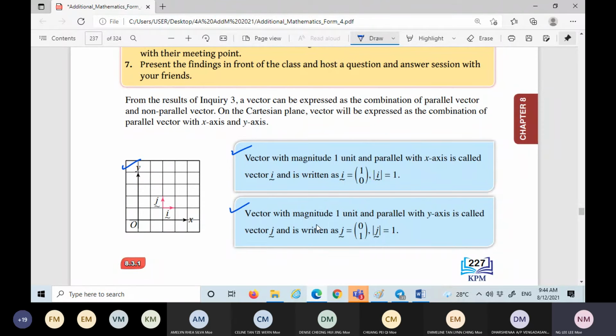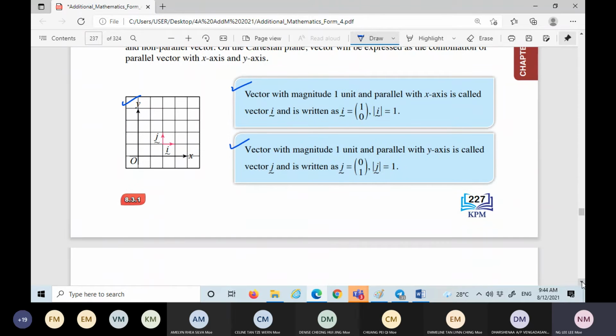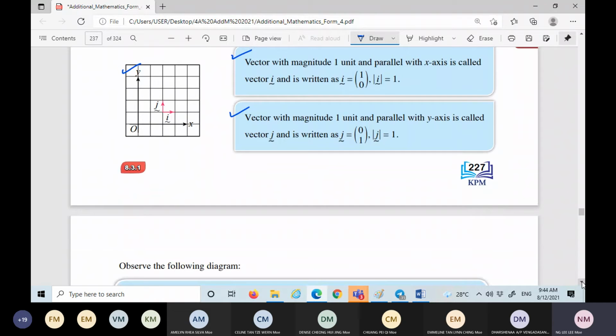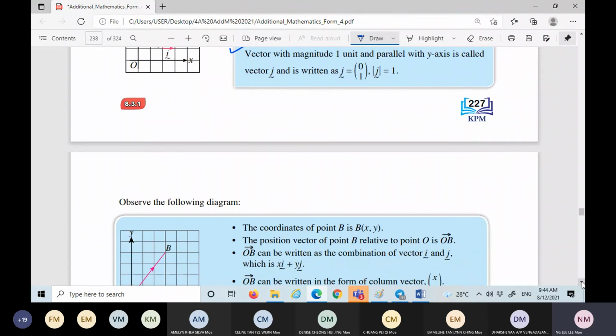And same for j. i is in the x direction, j is in the y direction. So remember i as (1, 0), and j as (0, 1). Okay, we go to the next page.